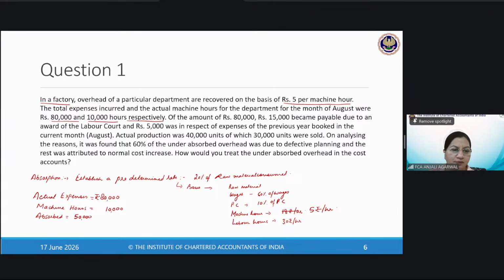Actual expenses, rupees 80,000. Machine has run for how many hours? 10,000 hours. Predetermined rate was 5 rupee per machine hour. So the absorbed overheads would be 10,000 into 5, 50,000 rupees. So this becomes a case of under absorption, right? By how much? By rupees 30,000.